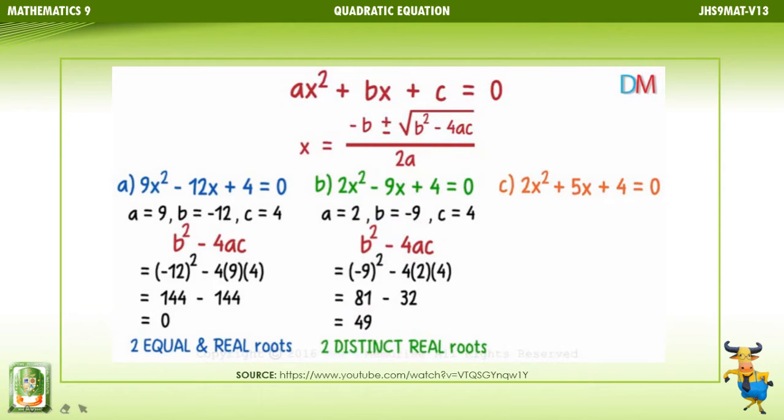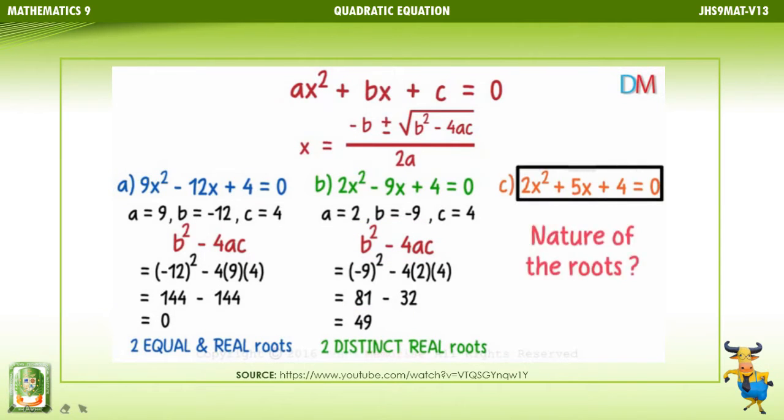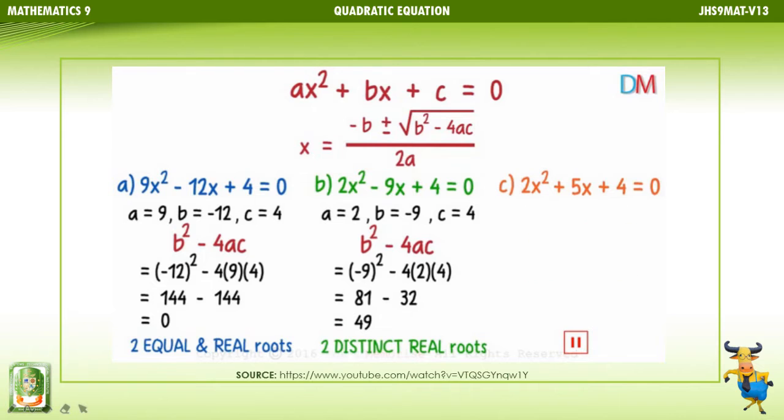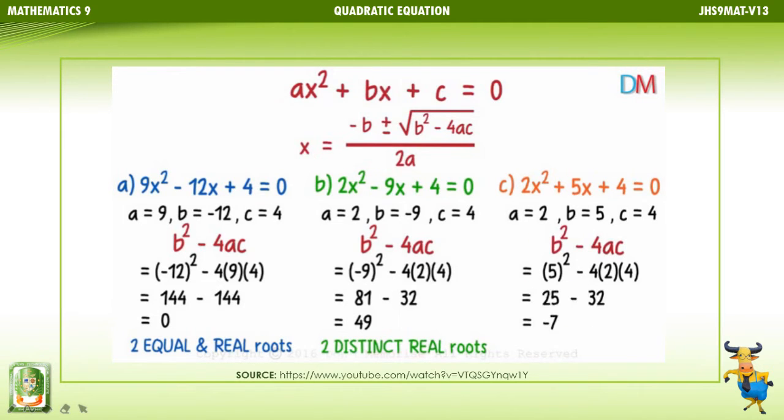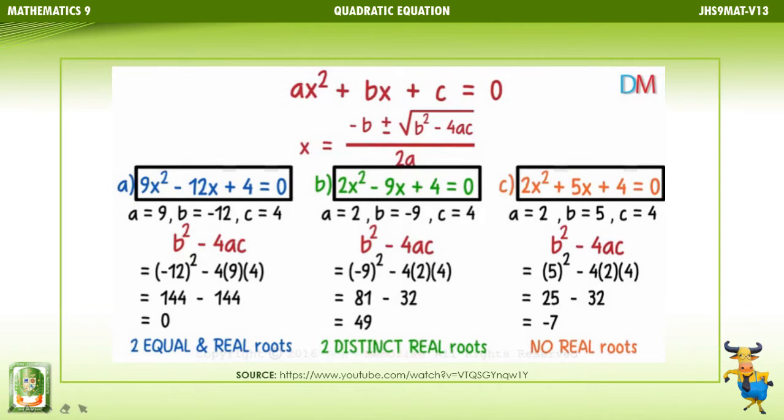And you should be able to solve the third one easily. We get the value of the discriminant as negative 7. This quadratic equation will have no real roots. You should try solving the above equations to verify your answer, and it's a good chance for practice too.